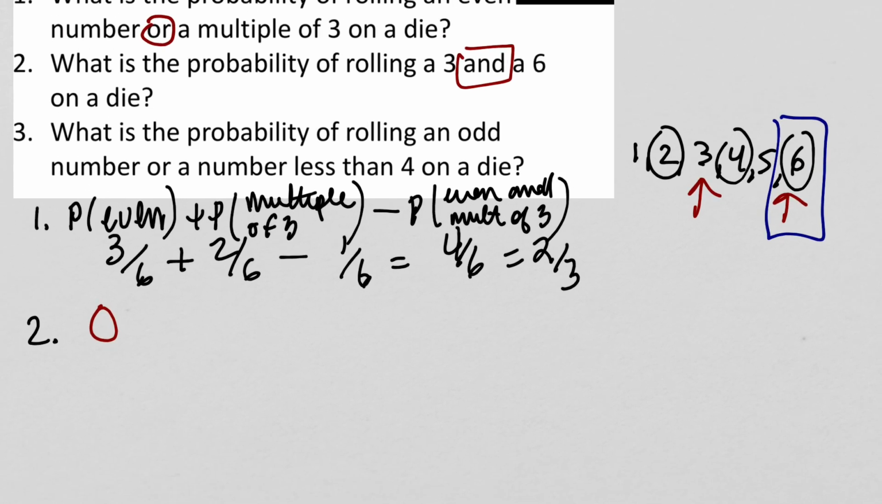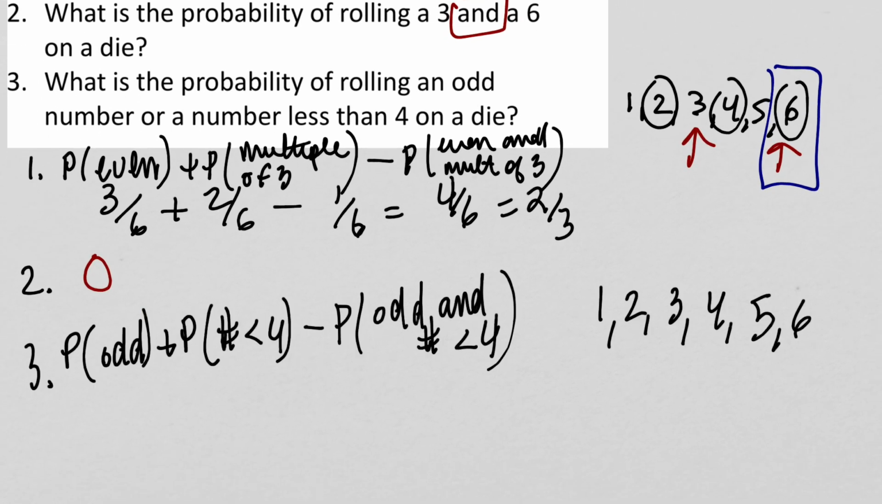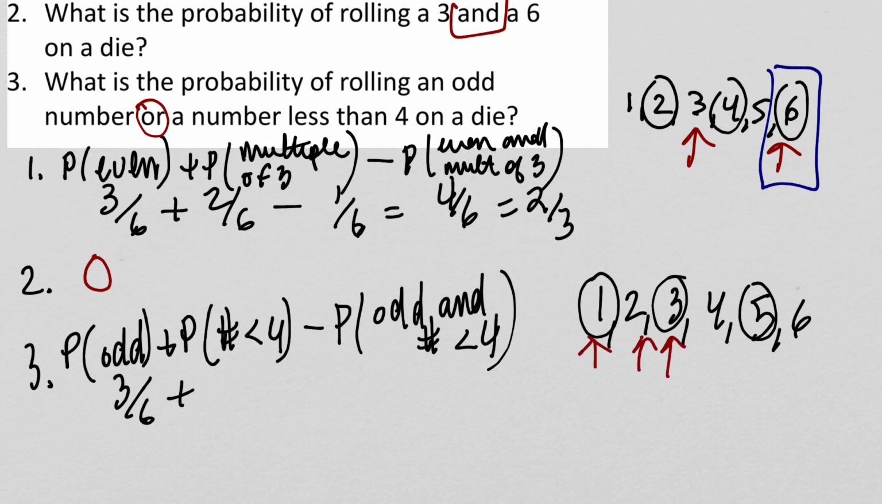All right, last one, number 3. Okay, so what is the probability of rolling an odd number or, so we have the word or, a number less than 4? So I already have it set up here. I separated the two events, probability of odd plus a number less than 4 minus what's the commonality of both of them together. So let's do probability of odd, 1, 3, and 5, that's 3 6ths, plus probability of a number less than 4. We have all 3 numbers here that are less than 4.